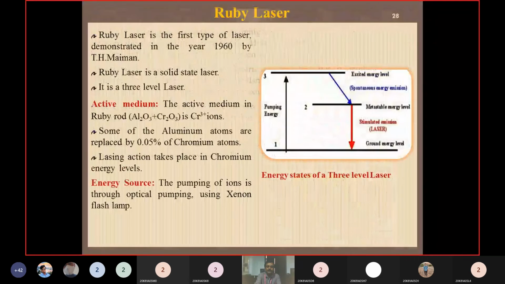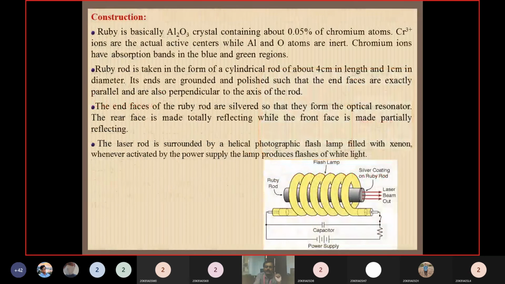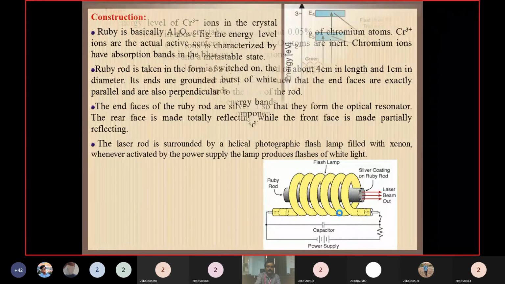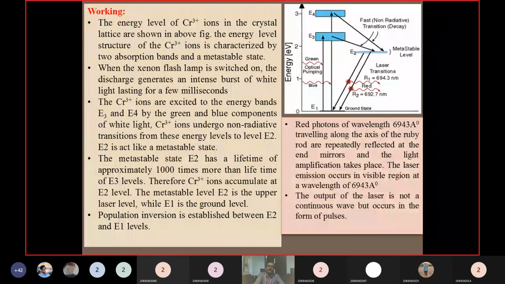If they ask about the ruby laser, you have to write what the active medium is, what the energy source is, and what type of laser it is, 3-level or 4-level laser, and the construction. In the construction we have to discuss what material we are using. The active medium is Al2O3 with chromium. We have to discuss how much percentage we are doping, and what the energy source is. That is the construction. Tomorrow we will discuss the working.